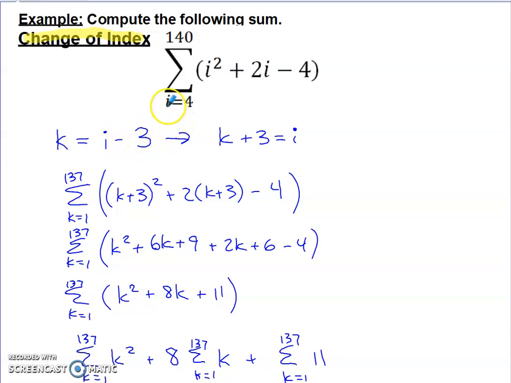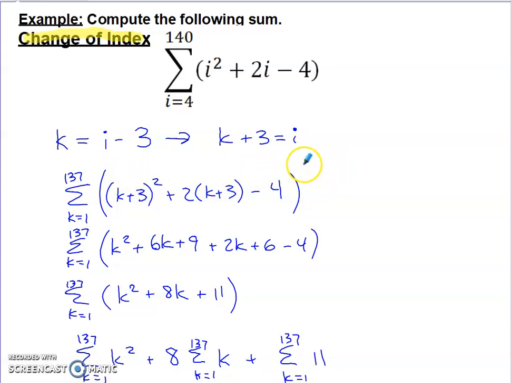Why is that useful? Well, if k is i minus 3, when I rewrite the sum, this is a value of i. 4 minus 3 means that k is going to begin at 1. This is also a value of i, 140. Well, when I transition that to the appropriate value of k, 140 minus 3 causes this new summation to end at 137.